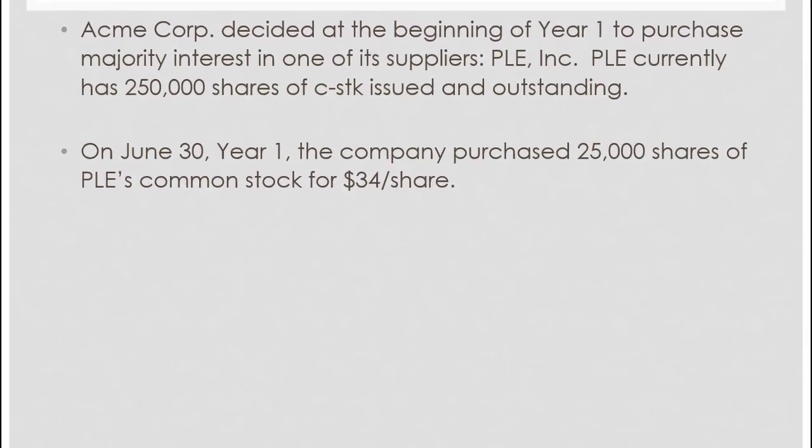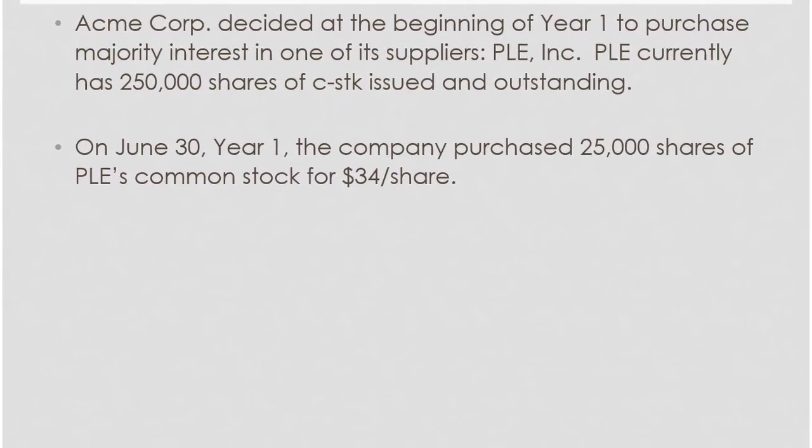Acme Corporation has decided that they want to purchase a majority interest in PLE Incorporated, one of their suppliers. PLE currently has 250,000 shares of common stock issued and outstanding. Now, if we want to treat this as an equity security, remember, we have to own 20% of the shares outstanding. So that would mean that in order to treat this as an equity security, we would need to own 50,000 shares. But we're not able to purchase that many shares right up front. Instead, we can only get 25,000 at this $34 a share.